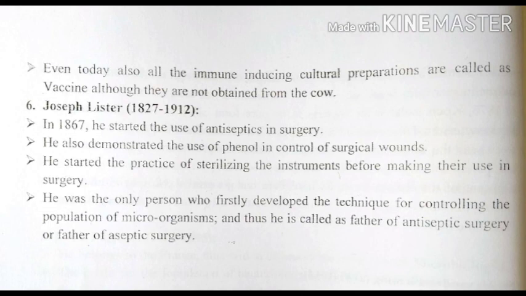So try to get the last point. Joseph Lister was the first person who developed the technique for controlling the population of microorganisms, and thus he is called the father of antiseptic surgery or father of aseptic surgery.